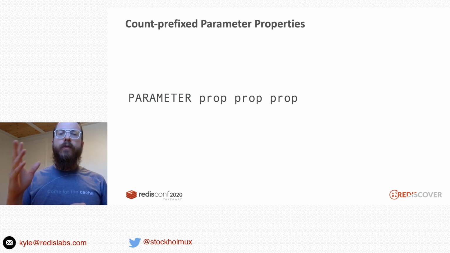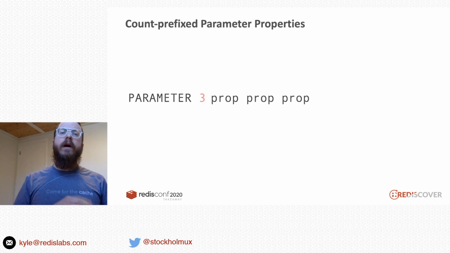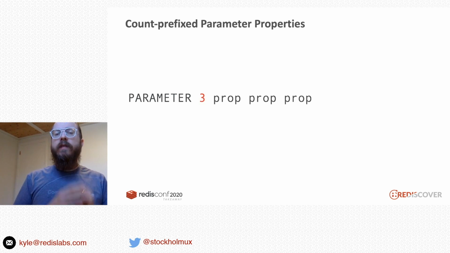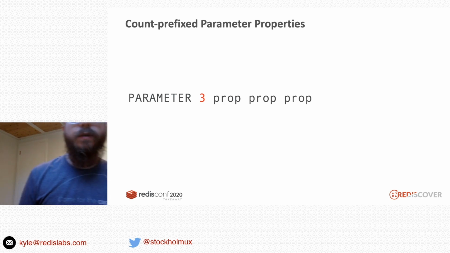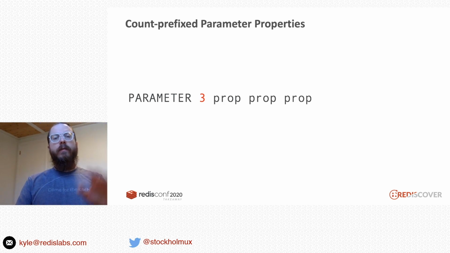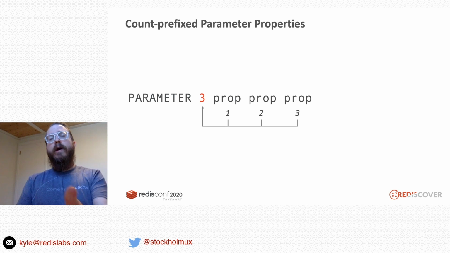What you have to do is specify the number of properties which you're using, because that can be variadic, right? They can mean different things depending on what you're wanting to do. So in this case, I'm saying my parameter 3. This is a prefix, right? So we're doing this before, not a postfix. And then we're specifying the number of properties that are associated with the parameter. So in this case, prop, prop, prop, they're all associated with the parameter.